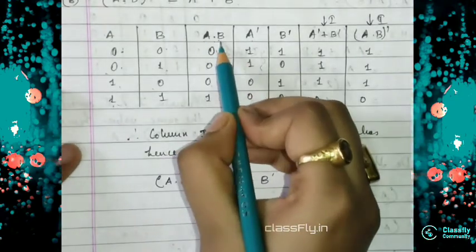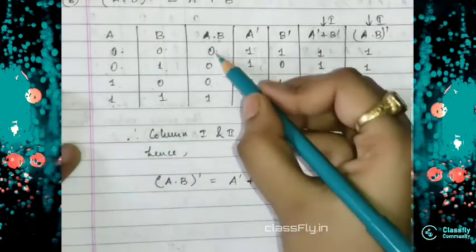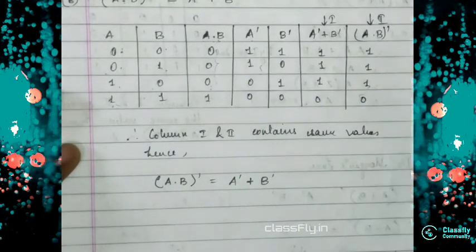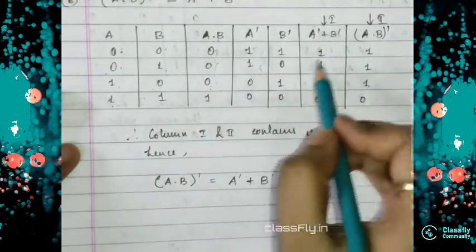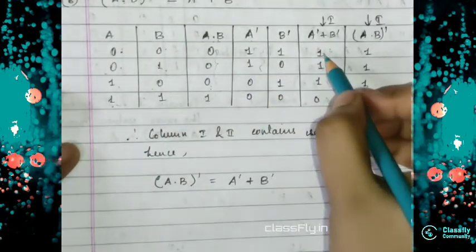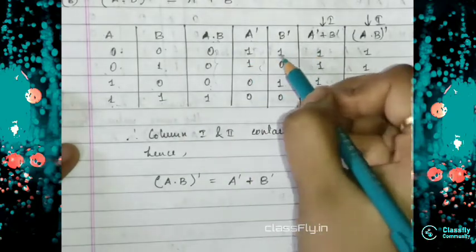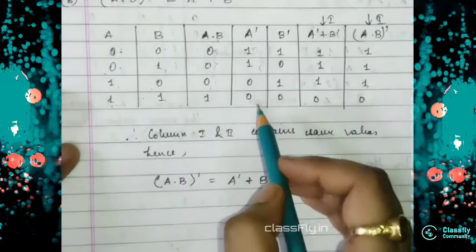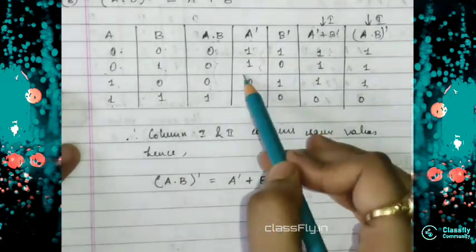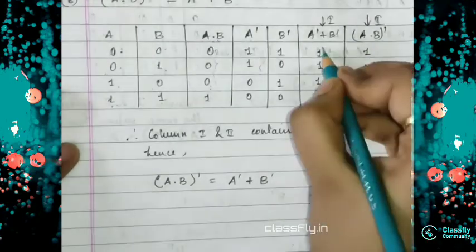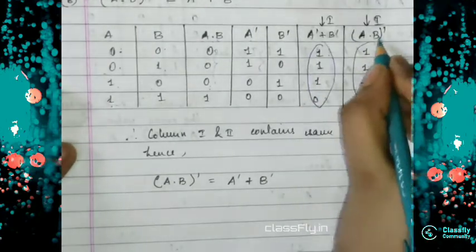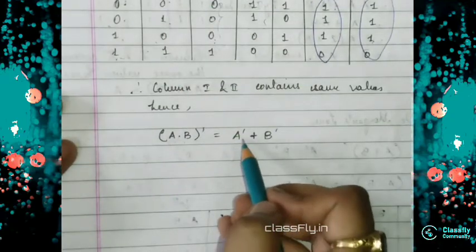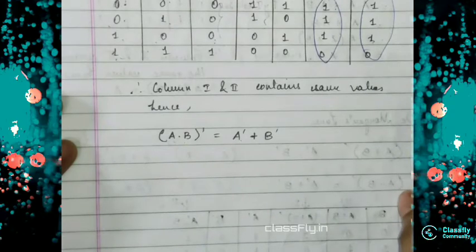Before that, we will see a dot b's complement. As the first 3 are 0, the a complement is all 1s and only the last one is 0. And for this one, when I do OR, what do I get? 1 plus 1 is 1, 1 plus 0 is also 1, 0 plus 1 is 1, and only 0 plus 0 is 0. That is, if either of the values is 1, I get 1. We can see this column and this column are similar. So we proved that (A dot B) complement is equal to A complement plus B complement.